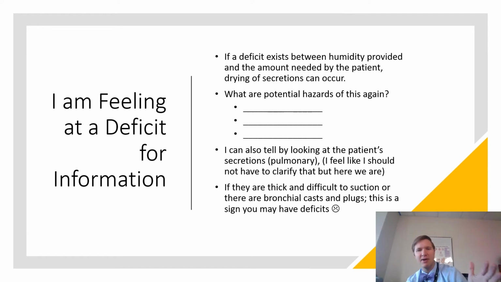You can also tell by looking at the patient's secretions as well, the pulmonary secretions. I feel like I shouldn't have declared that one, but here we are. So when you're looking at their pulmonary secretions, are they thick and sticky? If they are, that could be a sign that there is a humidity deficit, that we could help with that. And that could be increasing the heater temperature, that could be changing the humidity level if we have a certain type of heater for that. So that's going to be knowing your device. Or if they're on a heat moisture exchanger, then switching them to a humidified circuit.